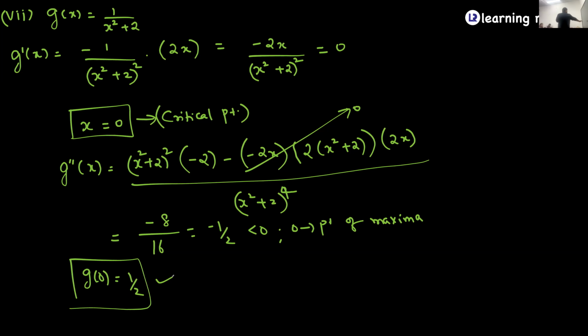Put 0 down. 2 square is 4. 4 into minus 2 is minus 8. This value is g double dash of 0. Okay.